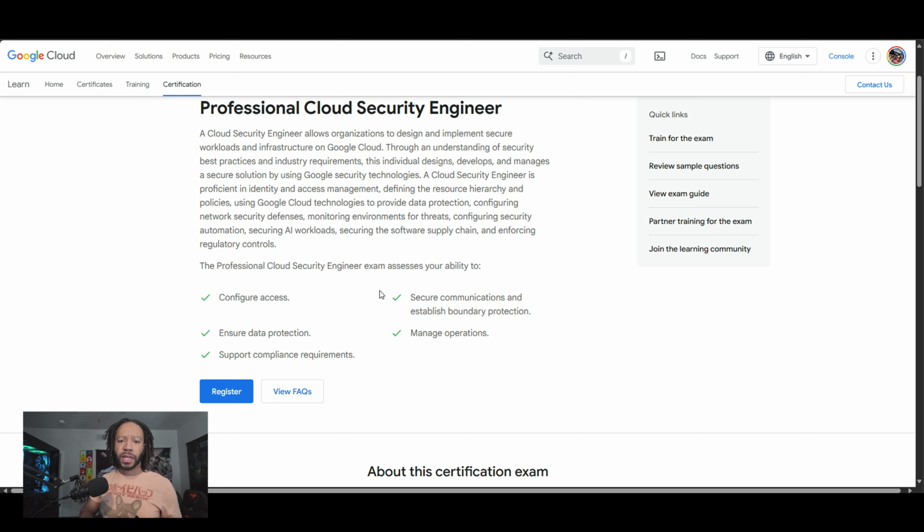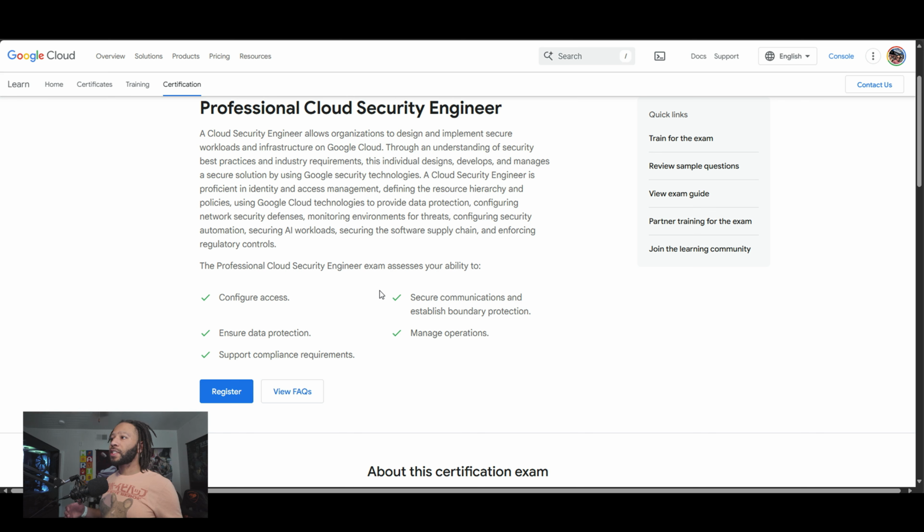It talks about data protection and data loss prevention, and networking defenses or network security defenses, like defending all of those. It even talks about, and you're even going to look at, securing AI workloads and all of those other additional things that a cloud security engineer will definitely have to think about.